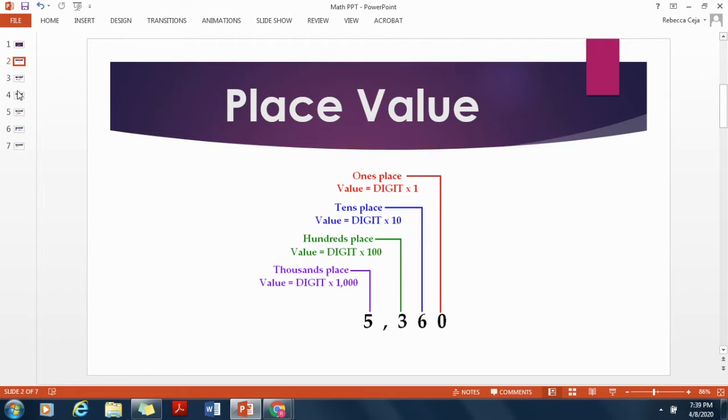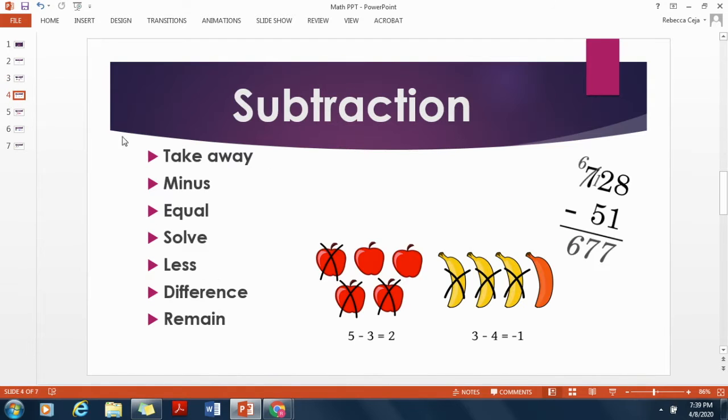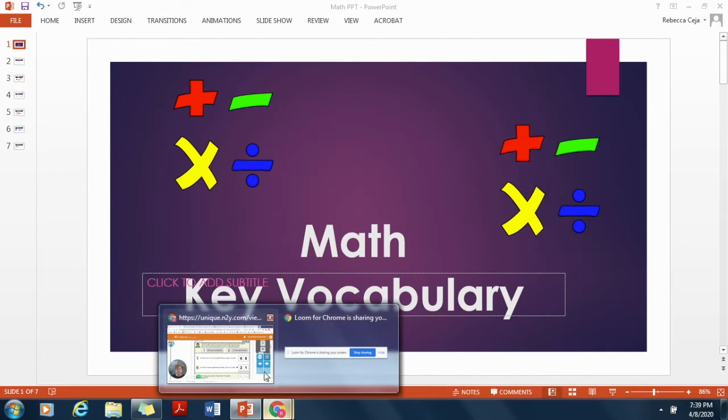All right, now let's look at our vocabulary for addition. Let's remember that all together: add, sum, combine, increase, total, and in all. Those are some of our important words for addition. And if we have time to get to subtraction, let's review those: take away, minus, equal, solve, less, difference, and remain. Very good. All right, ready to go? Let's go to our lesson.